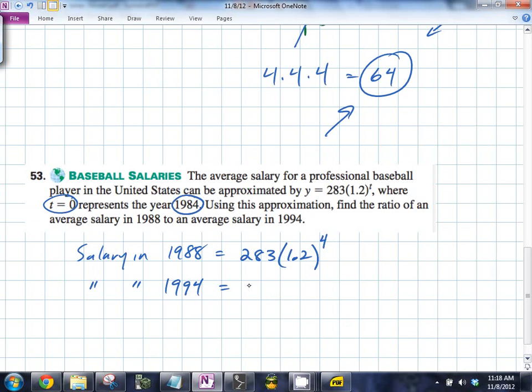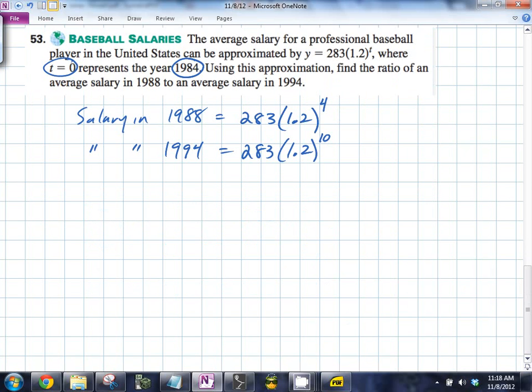So the ratio of the 1988 to a salary in 1994. What ratio am I trying to do? What fraction am I setting up? Find the ratio of an average salary in 1988. So what is it in 1988? 283 times 1.2 to the all over what? 283. This is the 1988 salary to the 1994 salary. That's the ratio, right? Times what? To the 10th. Do we have to use our calculator yet?